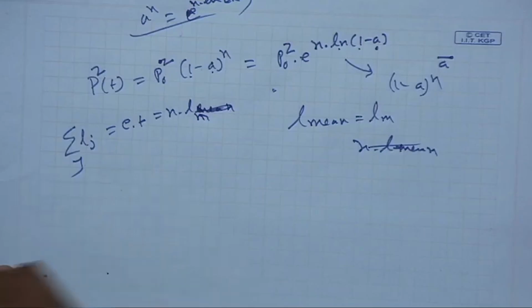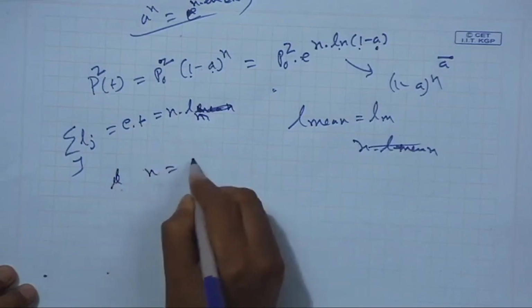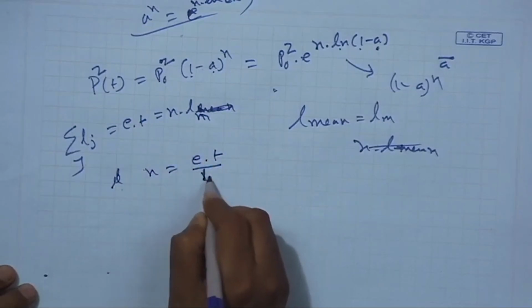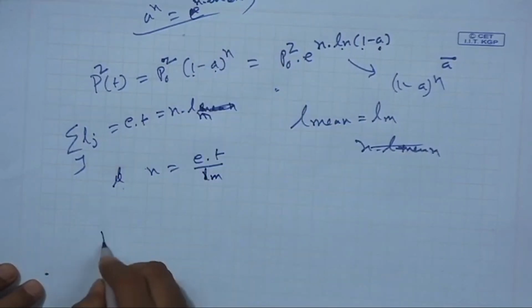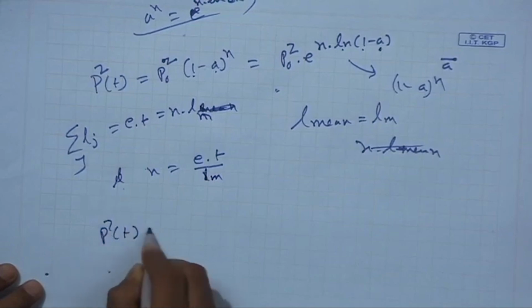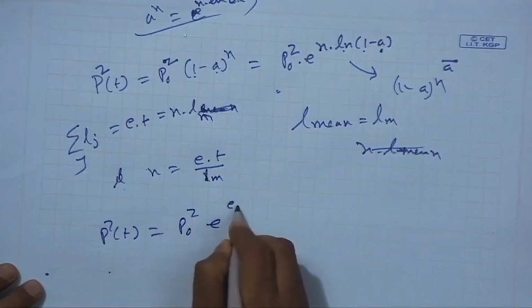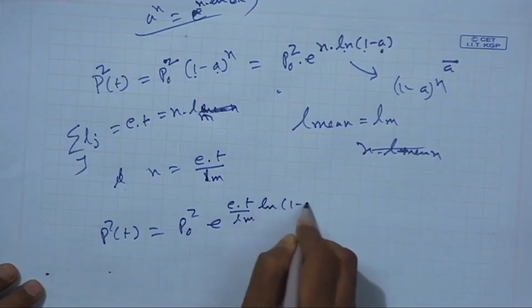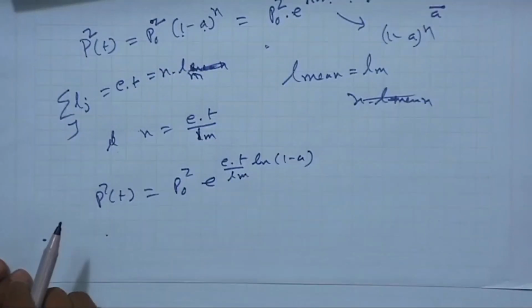Okay. Now, n is nothing but c into t divided by L mean. I put the value in there. So, P square t is nothing but P 0 square e to the power n, where n is c into t by L mean, into ln of 1 minus A, that is, c t by L mean into ln of 1 minus A.